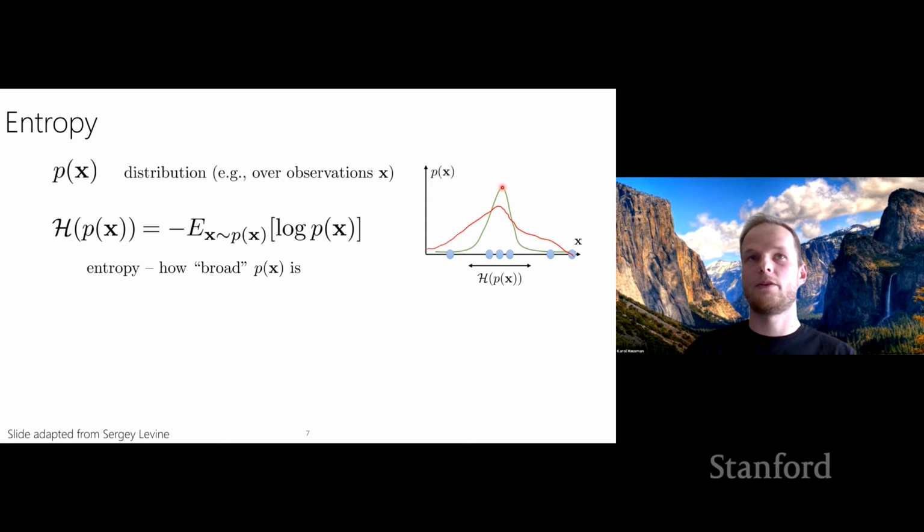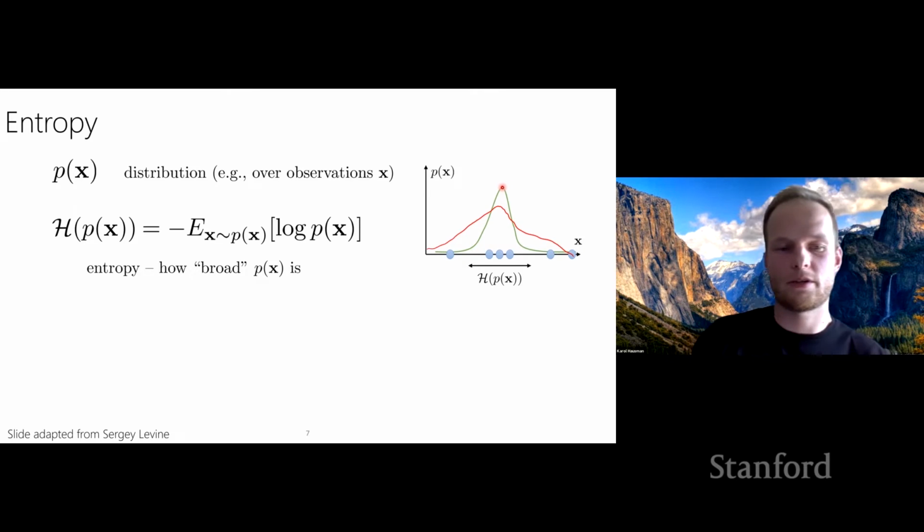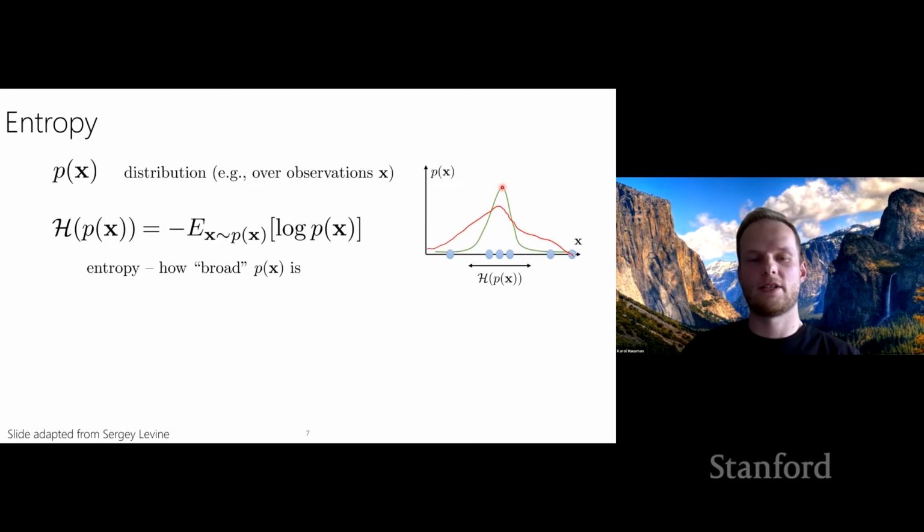The other way to think about this is to think about it a little bit counterintuitively. Entropy will tell us how easily you can guess what the sample will be.